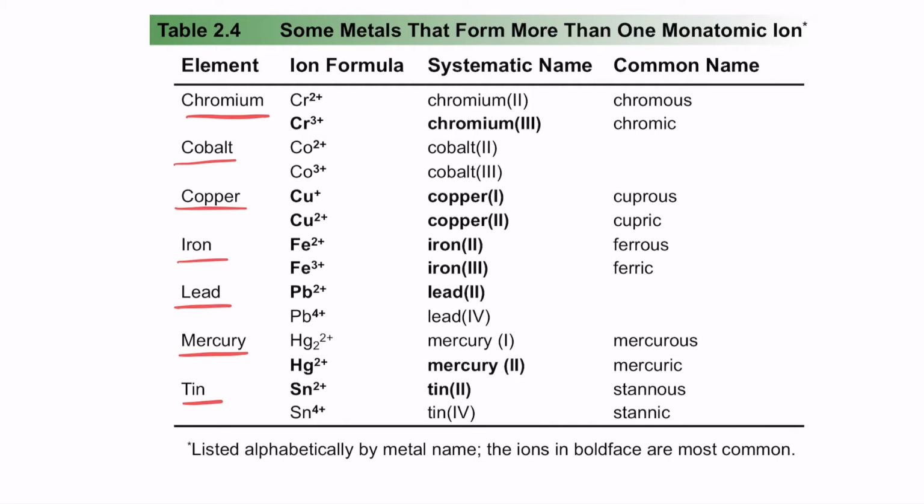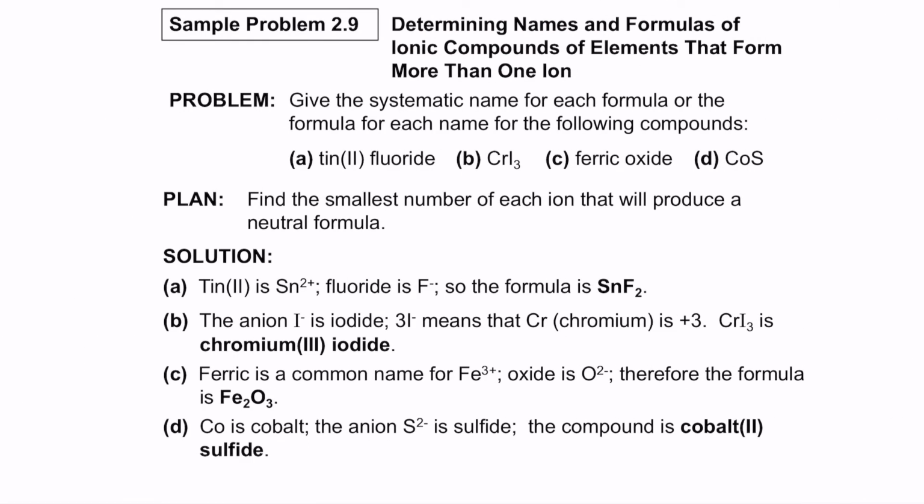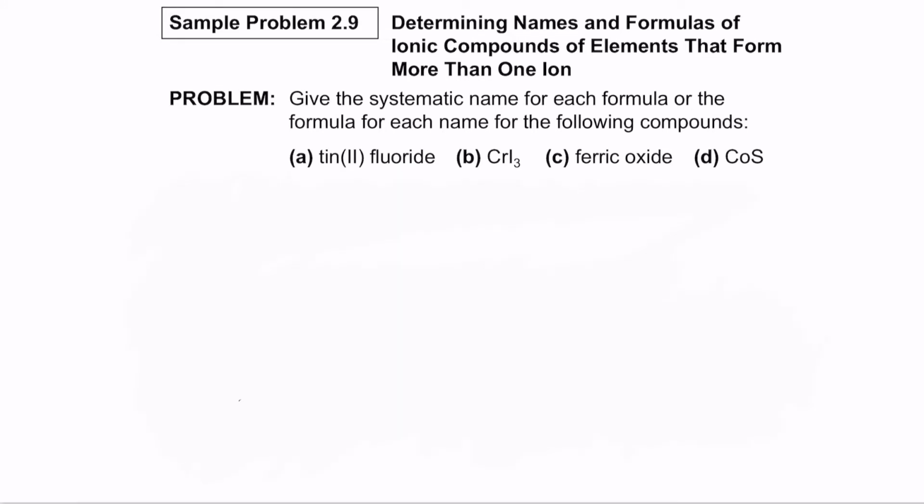Always remember, when you have an atom that can form more than one ion, those have to be mentioned based on the charge. So the charge is written in parentheses after the name, without the symbol plus or minus. Let's try to do some problems. Let's solve the first one.